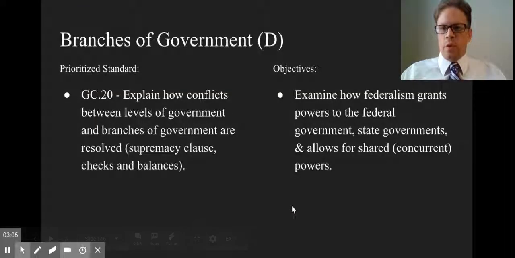All right, that was a quick one. This concludes the Branches of Government, Section D, Federalism lecture. Again, we hit Government Civics Standard number 20, and objectively now you can examine how federalism grants powers to the federal government, state governments, and allows for shared or concurrent powers.